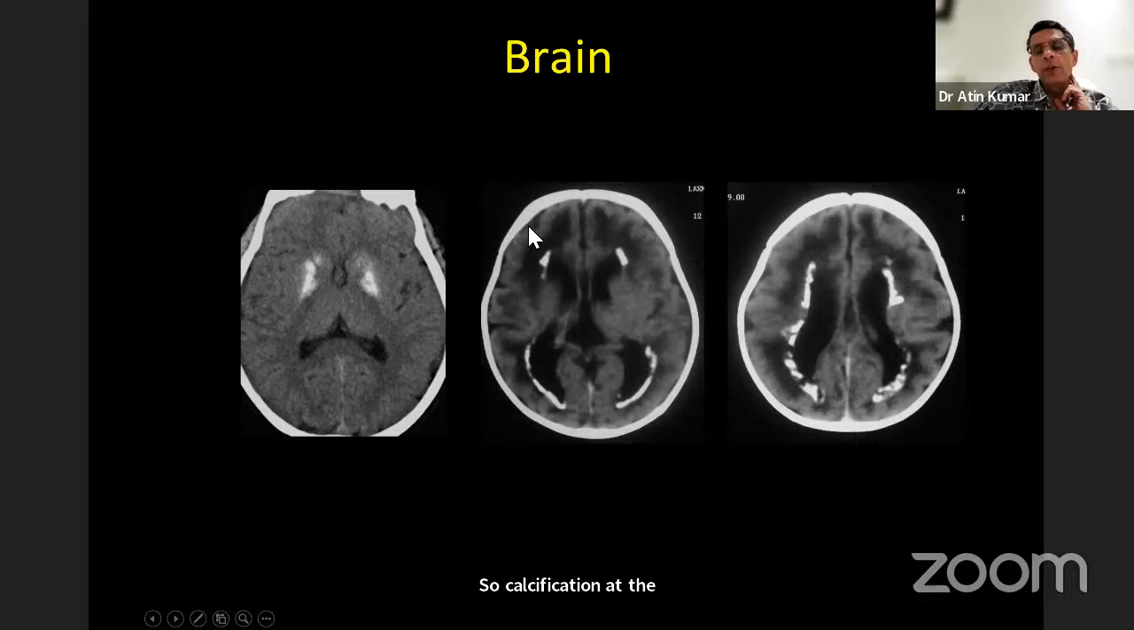And if you carefully see, the gray matter here is appearing slightly smooth. It does not show proper sulcal spaces. So this is a polymicrogyria or a pachygyria type of pattern.